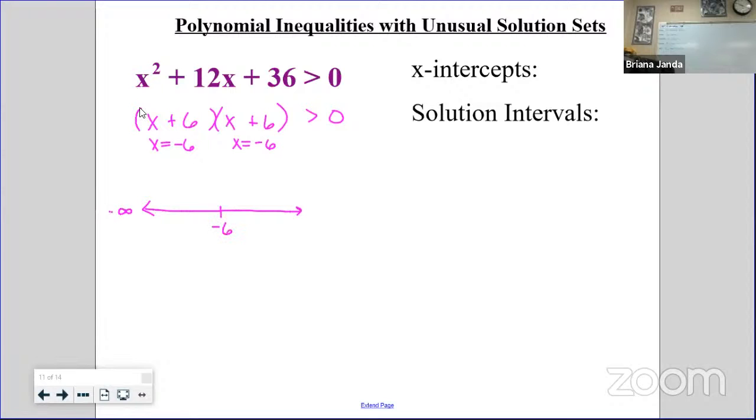I can do a sign chart, right? I have a 0. It is my x-axis, that's negative 6. All good so far? Okay. So look what happens now when I plug in my sample numbers. Something smaller than negative 6, like negative 10. If I put negative 10 here, negative 10 plus 6 is a negative number. Negative 10 plus 6 is another negative number, and a negative times a negative is positive, right?